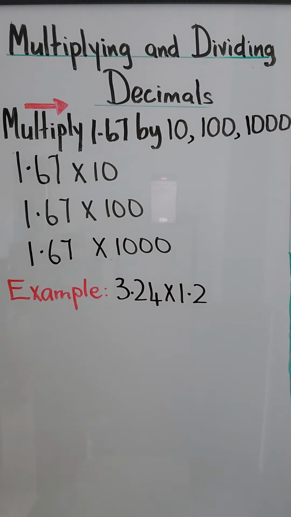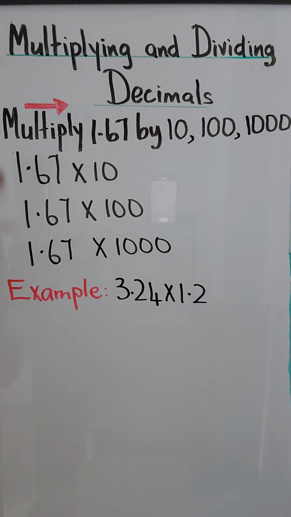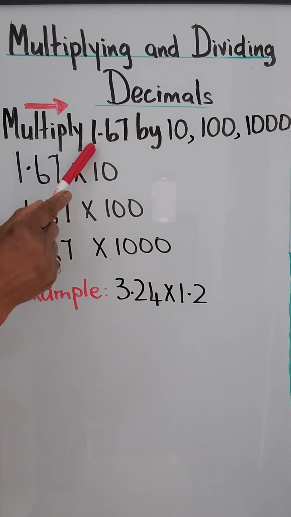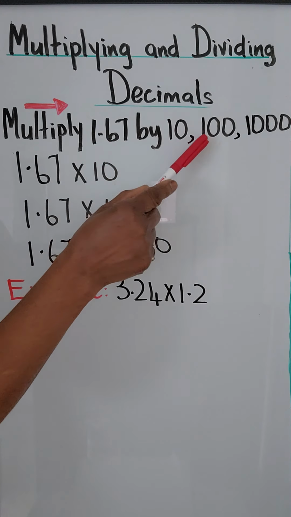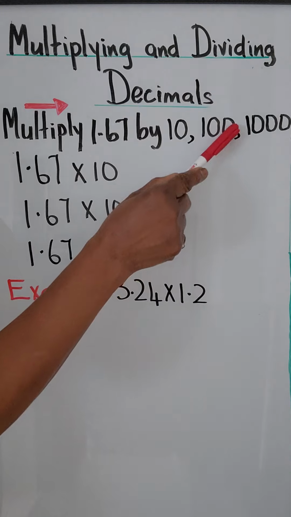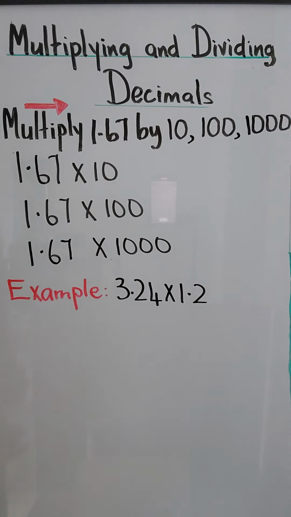Today I'll be showing you how to multiply and divide with decimals. We will start with multiplying. Before we jump into our first example, I will show you the quick method of multiplying decimals by tens and powers of 10. So here we have multiply 1.67 by 10 to the first power, by 100, 10 to the second power, and by 1000, 10 to the third power.